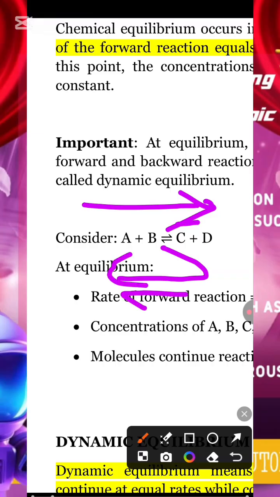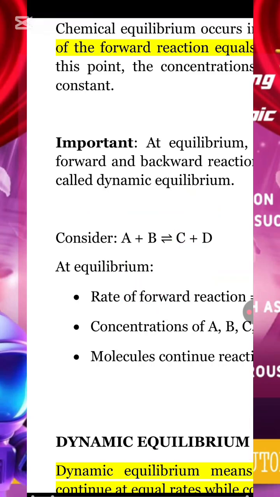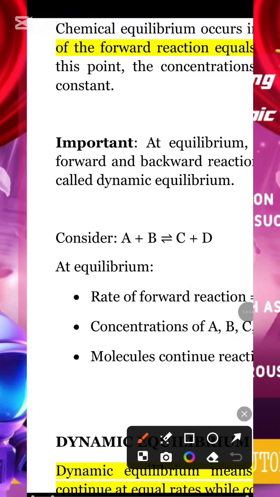This particular arrow, pointing towards the right, is telling you that the reactants, which are A and B, are combining to form C and D. Let me zoom into this one. Observe this particular arrow here. It shows you that this reaction is proceeding towards the right, meaning A and B are combining to form C and D.